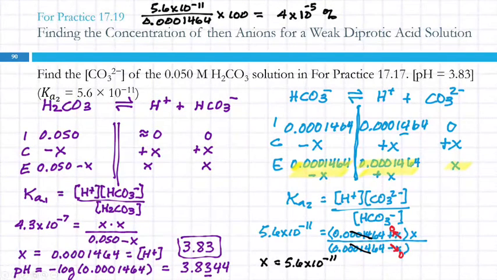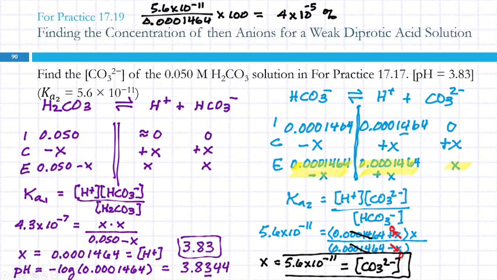What were we trying to find? The CO3 2 minus. That's what X is. So that's our carbonate ion concentration. So that's the answer we were looking for here.